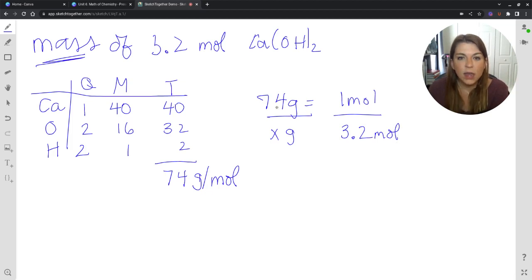So notice here that some figure from my molar mass, whether it's the 1 or the grams, is going to be cross multiplied by the opposite unit of the question. So on top here I have my knowns, and on the bottom I have the question. In the previous example, I had the reverse. I had the question on top and the known on the bottom. Either way works because you would still cross multiply the same values regardless. So in this case, I would do the 74 times the 3.2.